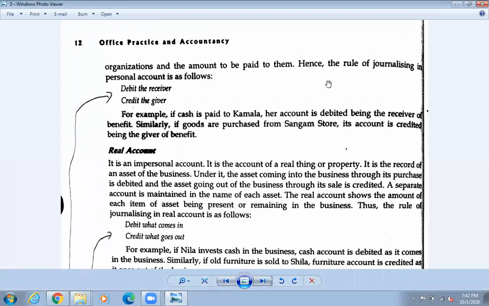After writing the definition, the rule of generalizing in personal account is as follows. So debit the receiver, credit the giver. RG, Rakesh Gupta. Got it? So Rakesh Gupta. You need to remember RG. Rakesh Gupta comes first. Gupta Rakesh will not come. So Rakesh Gupta will come. So that's why, debit the receiver, credit the giver. In that way we can memorize.